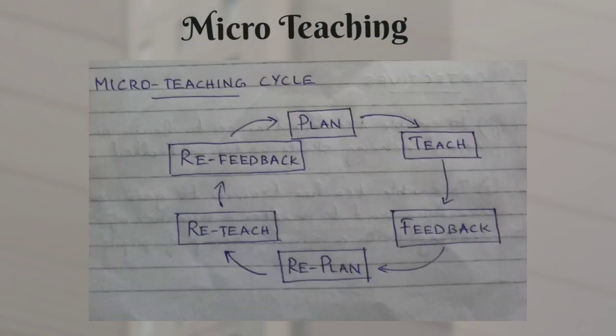So there is this micro teaching cycle which starts from plan. And according to the plan, the student teacher will teach. Then he or she will get the feedback from the main teacher and peers. Then will replan it, and then again reteach, and again there will be re-feedback. And it continues the planning, teaching, feedback cycle. So this is the micro teaching cycle.